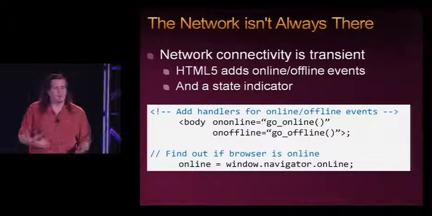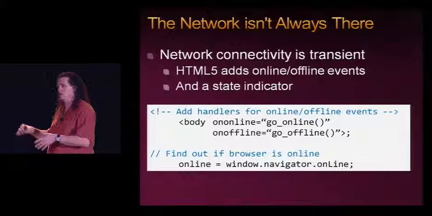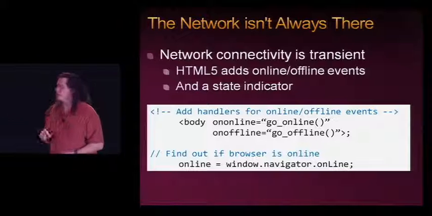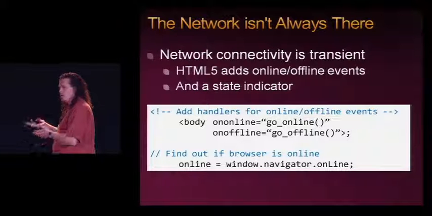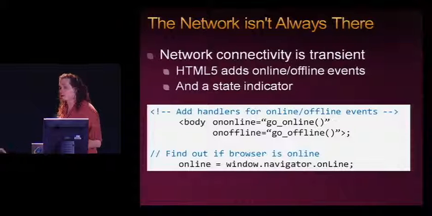The second thing we did for network transients is something Dean did demo earlier today, which is HTML5 adds online-offline events and a state indicator. We implemented all of those, so we know when the network goes down, and we can tell your web application that.